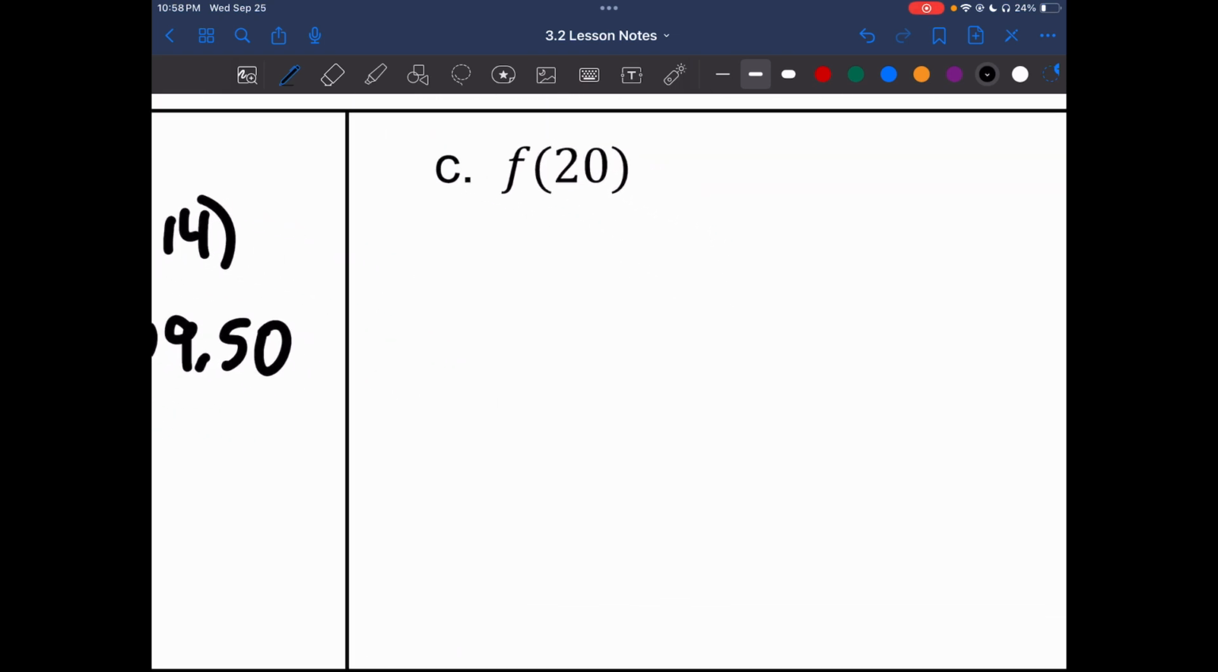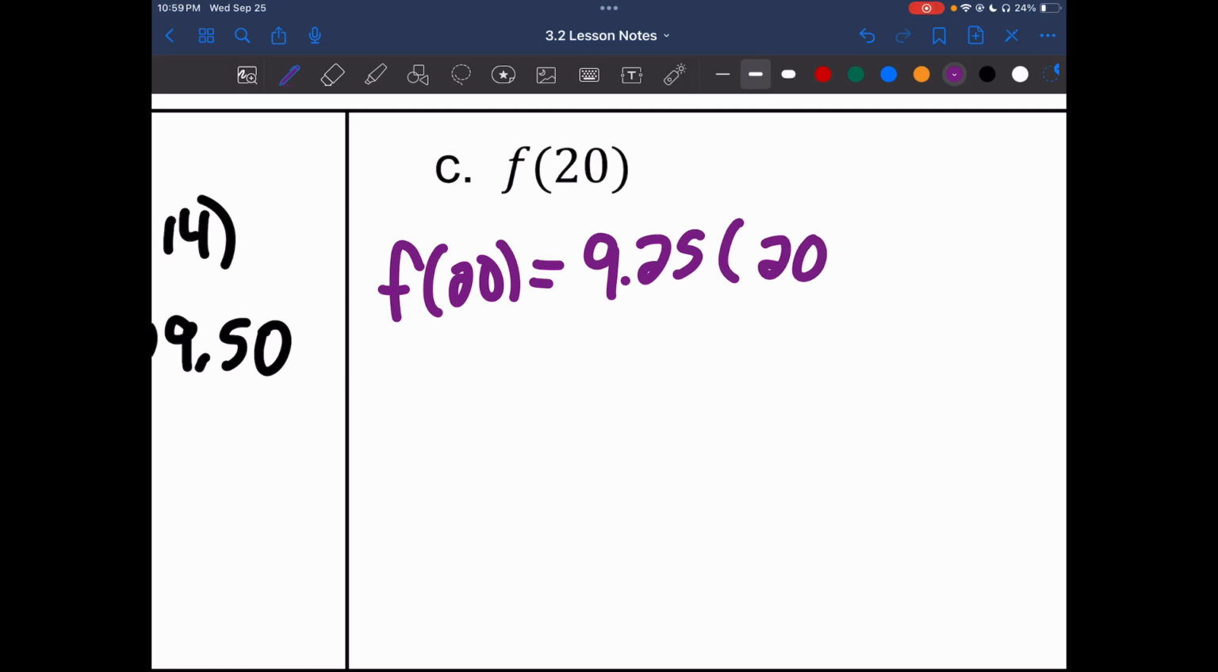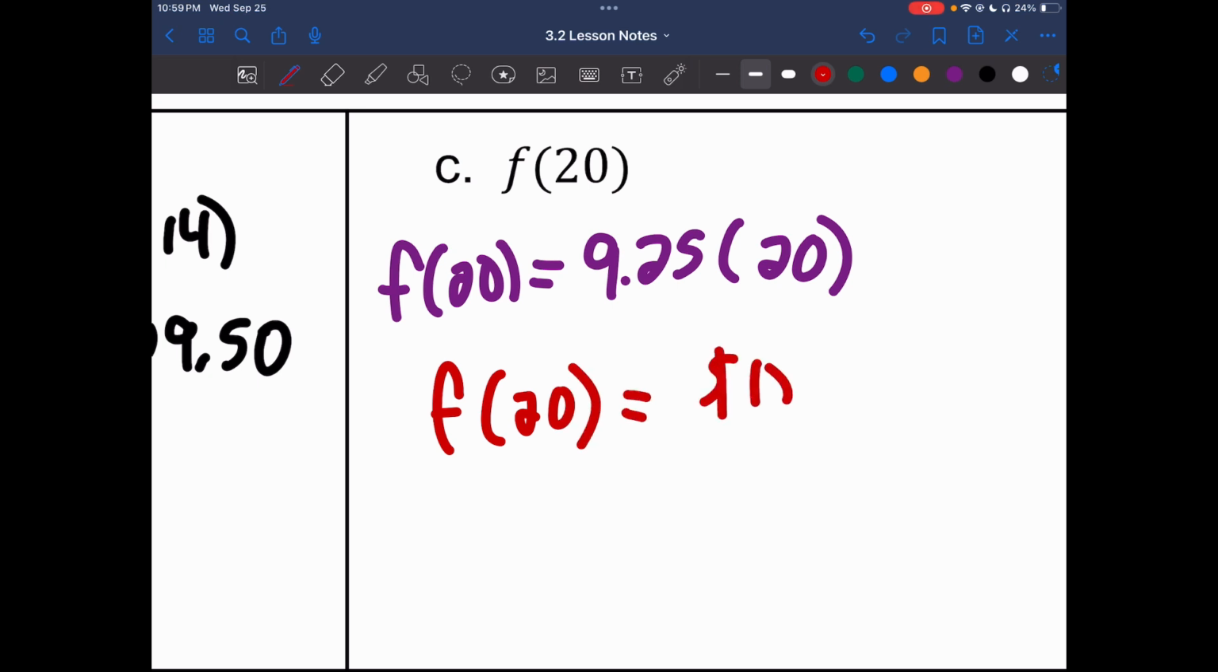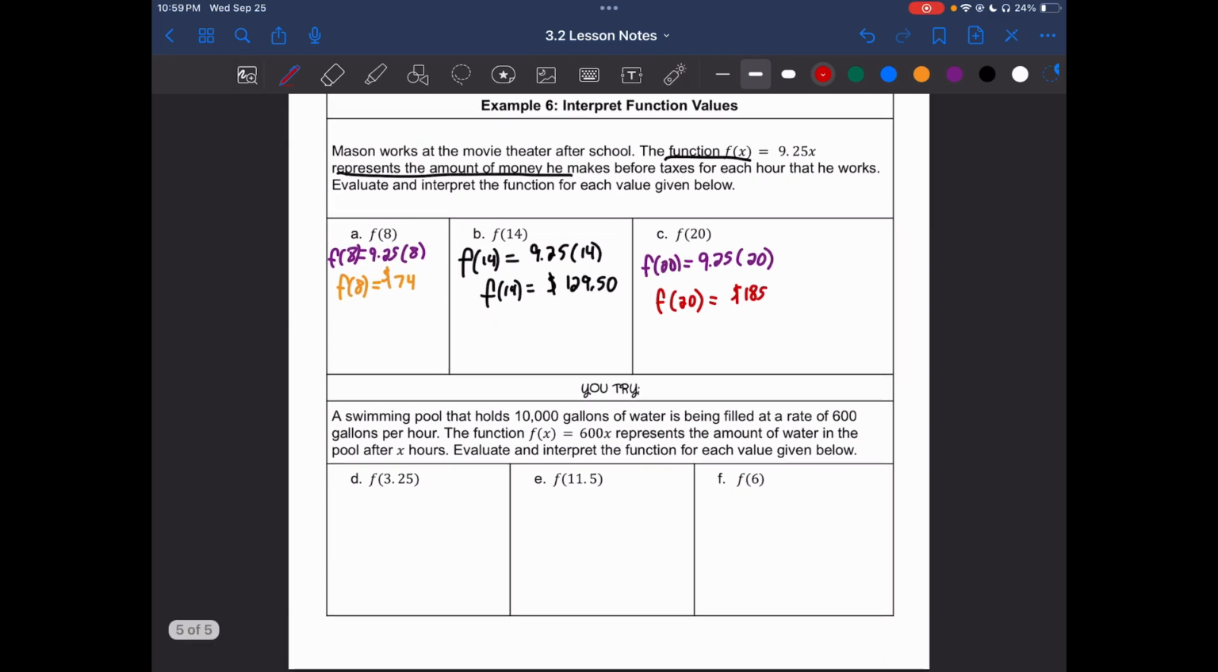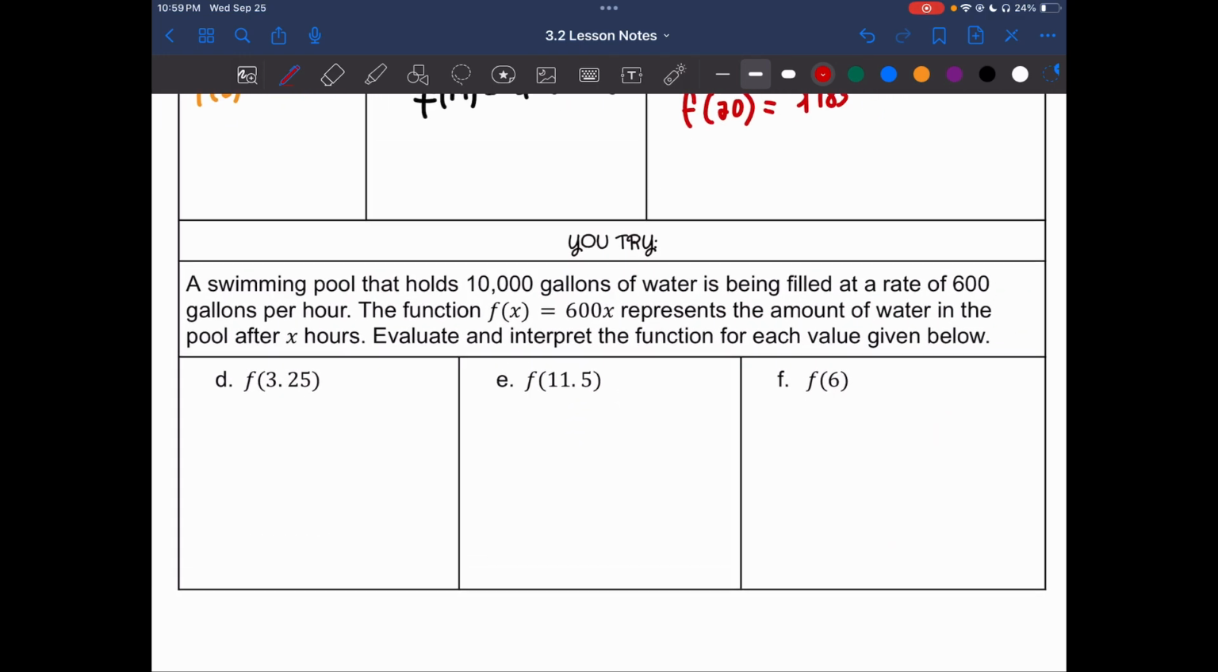All right, letter C. We do f of 20 is equal to 9.25 times 20. So if he worked halfway to full-time employee status, he is going to make a grand total of $185 over those 20 hours of work. Now, the next problem at the bottom of this page is a you try problem. So I want you to go ahead and try that and then check your work against mine.